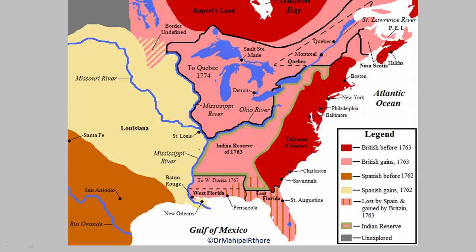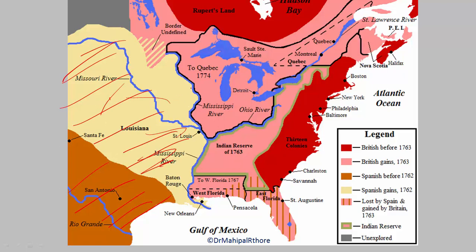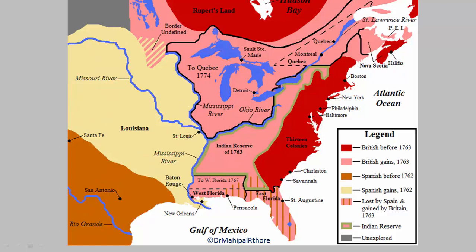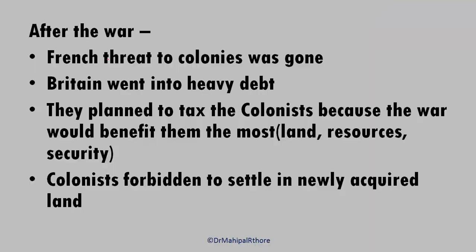Now Spain and Britain were the most powerful empires, and Spain was mostly powerful in this area. No one was living here. There was hardly any settlement in this region. So there was no threat. Earlier, the British colonies had a threat from France because France could attack them from this area and try to capture these. But after this war, the French threat to the colonies is gone.